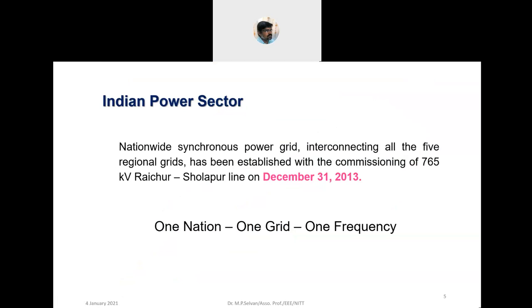Again, why I am stressing this point in this scenario, please understand that we are good at transmission systems too. Not only is generation continuing to increase, the transmission grid is also getting established in an efficient manner.